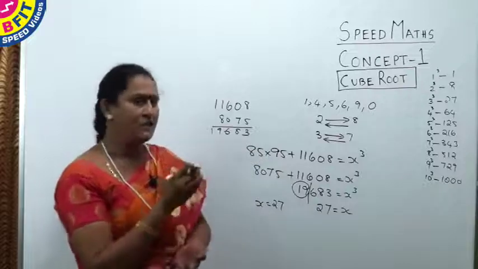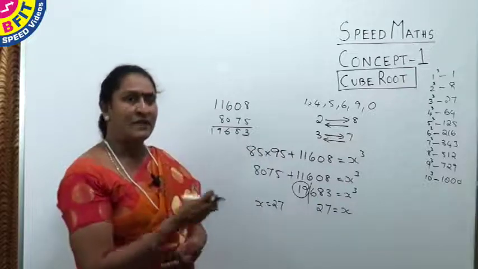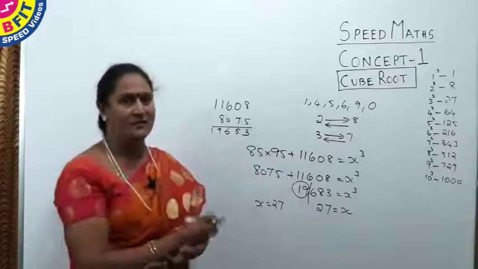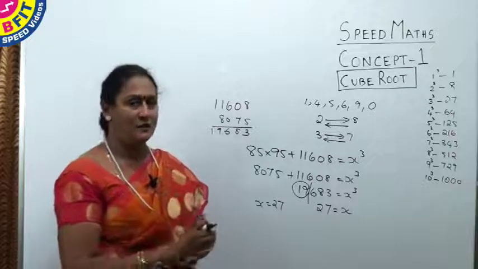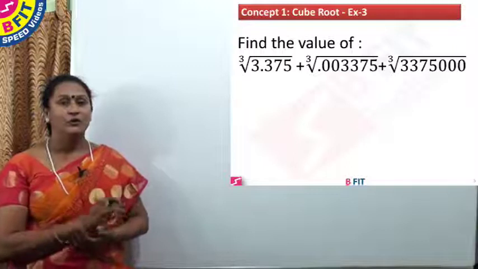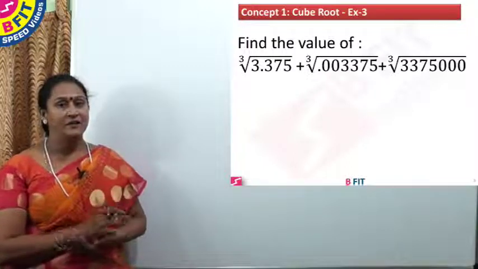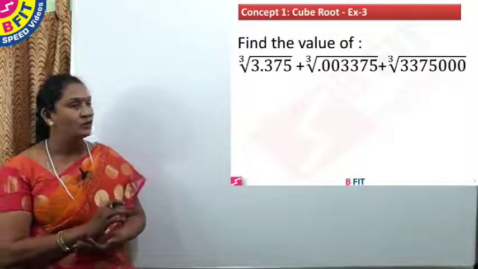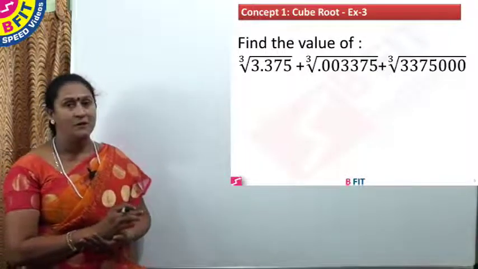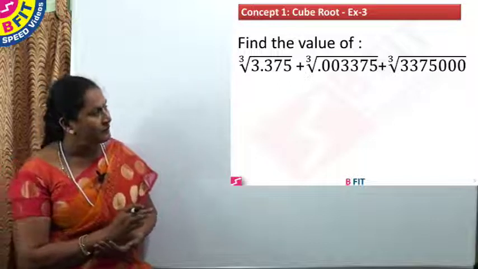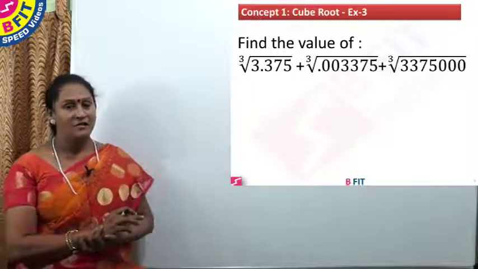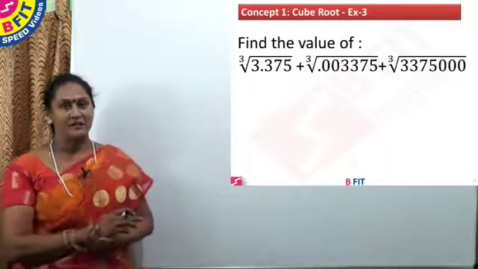So they ask many questions related to cube roots, which have the concepts of cube root. One among these is this question. So we'll see a few more examples. The question is, find the value of cube root of 3.375 plus cube root of 0.003375 plus cube root of 3375000.